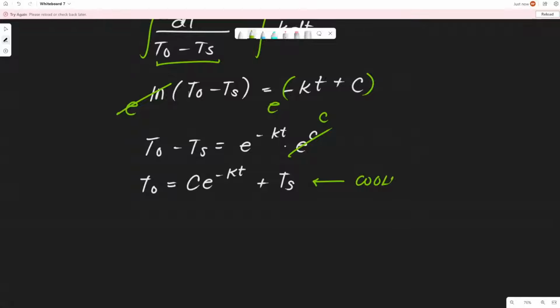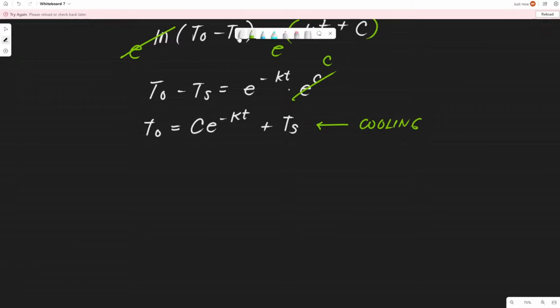Palitan natin, cooling. Yan. Sir, paano naman ang formula kapag heating? Sa heating guys, mas malamig, magiging mas mainit yung object. Sa cooling kasi, ganito na lang: from a high temperature, bababa to a lower temperature. Yan yung ibig sabihin ng cooling basically.